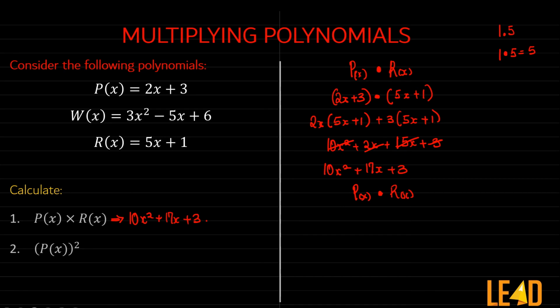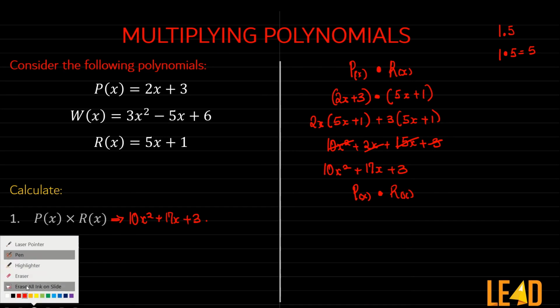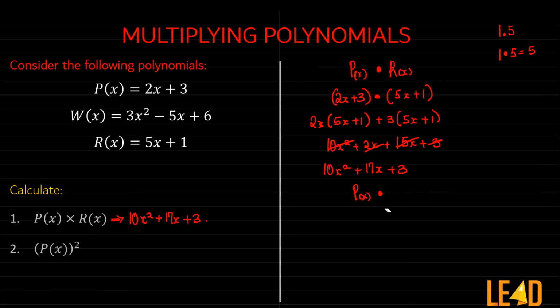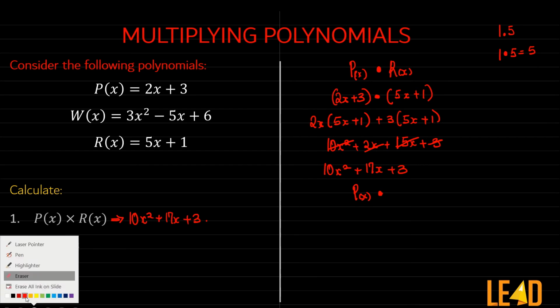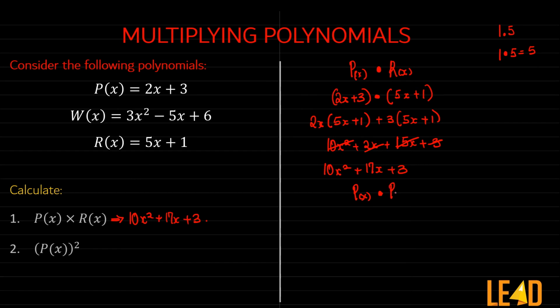Okay, this was actually supposed to be p of x times p of x. I don't know why I wrote r of x. Maybe because I was distracted by talking about the dot there. P of x by p of x, you can write that as 2x plus 3 multiplying 2x plus 3. Now, this time I'm not going to write it all out. You could just use this 2 to pick out every single thing here, and then use the 3 to pick out each of them one by one.